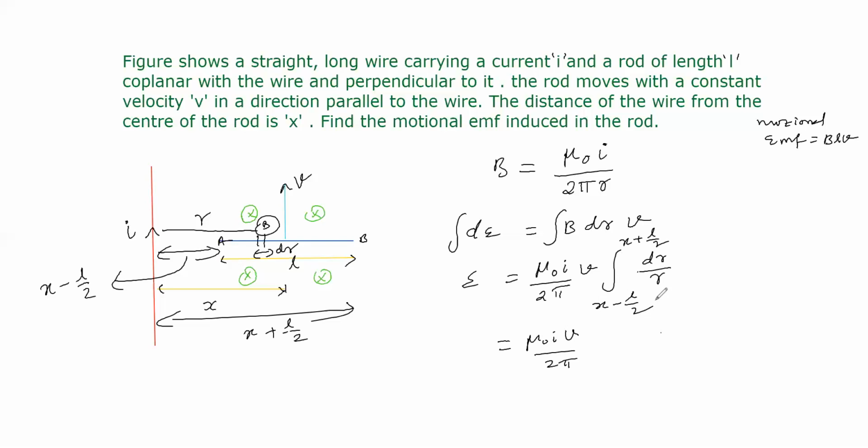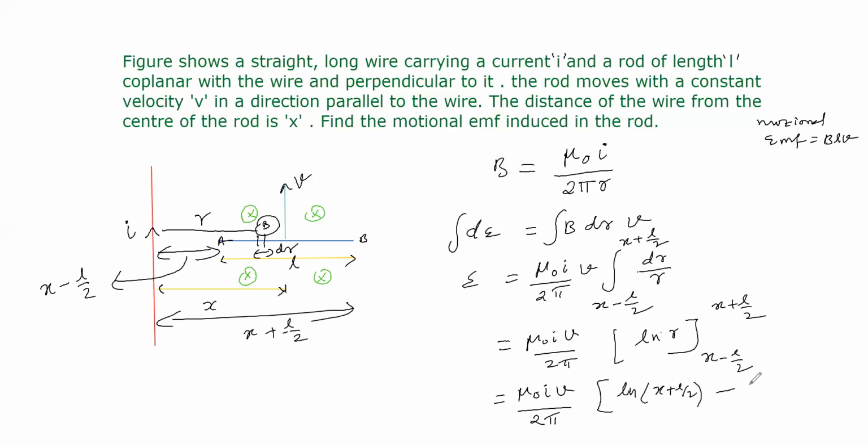What is the integral formula for dr by r? It is ln r. So we take this integration as ln r and substitute the limits: r is x minus L by 2 and x plus L by 2. Substituting, we get mu naught I into V divided by 2 pi, into upper limit minus lower limit: ln of x plus L by 2 minus ln of x minus L by 2.